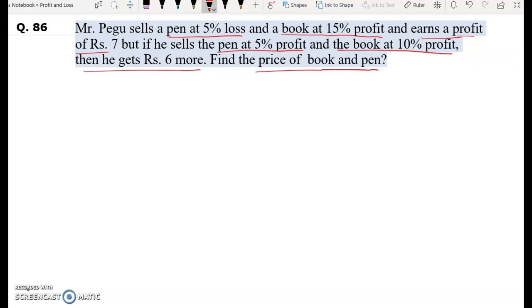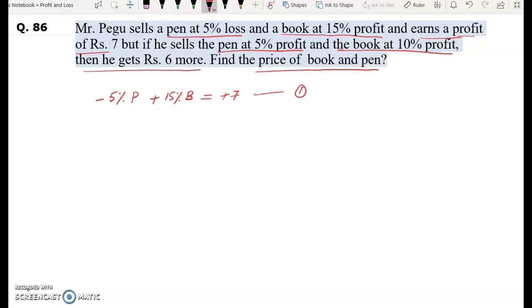So in this question, Mr. Pegu sells pen at 5% loss. Loss means minus 5% loss on pen, and a book at 15% profit. Profit means plus 15% profit on book, and he earns a profit of rupees 7. Profit means plus, so this is 7 rupees profit. This is equation number 1.